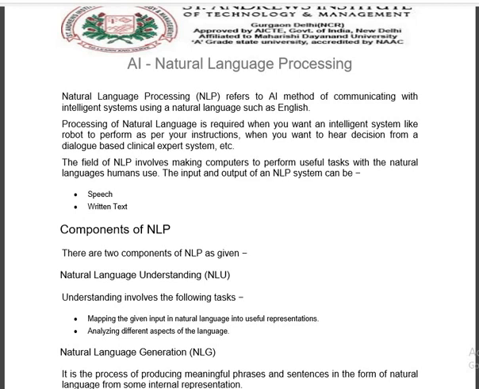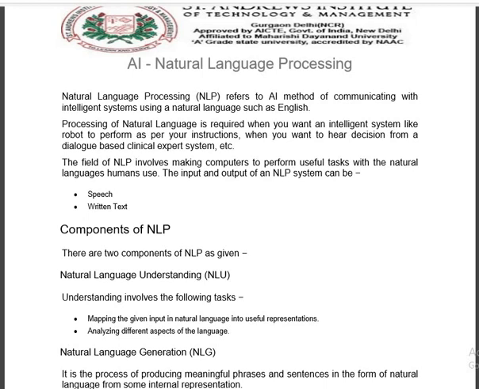when you want to interact with an intelligent system like a robot, or to perform any kind of instruction, or when we hear certain kinds of dialogues from a clinical expert system or an IVR system, like when all your transactions are being done in different fields. Basically, the implementation of NLP systems is still in the research world, where many scientists have been working on speech recognition and written text applications.